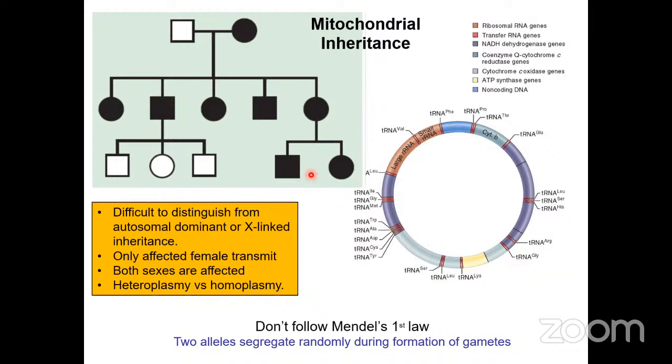to the ovum. There is something called a bottleneck. It will filter the mitochondria. It will squeeze the mitochondria, so there will be only a few mitochondria. Some of them may be mutated, some of them may not be mutated. This is called transmission bottleneck.